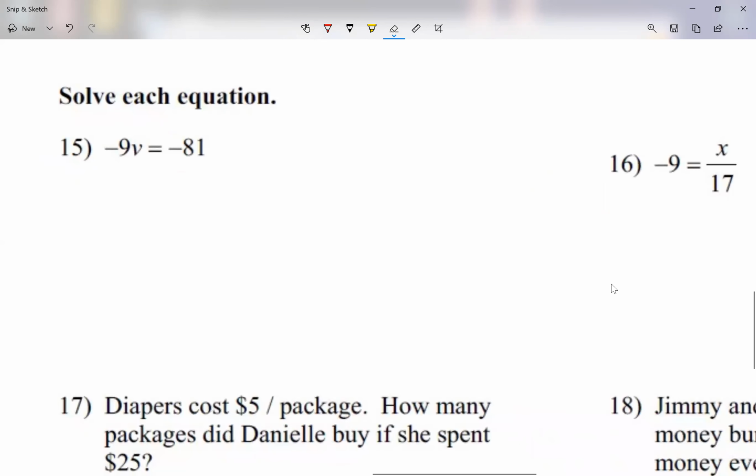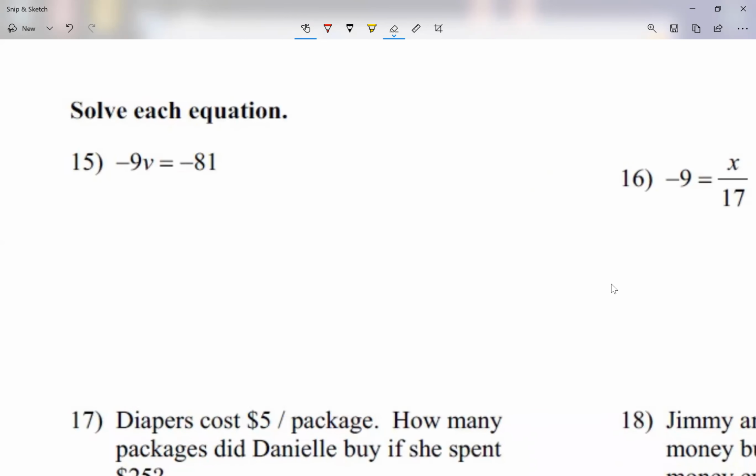Now, last week, we learned that adding and subtracting undo each other. In multiplication and division, they're going to undo each other too. Here, to get the v by itself, I see -9 times v. So I'm thinking, what's the opposite operation? Sometimes we call it the inverse operation. The opposite of times is going to be divide. So let me divide both sides by -9. I'm going to divide by the number in front of the v.